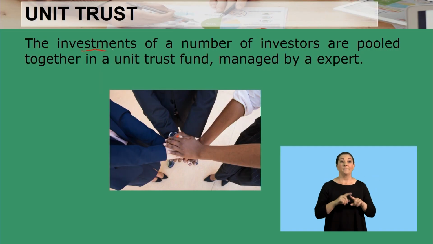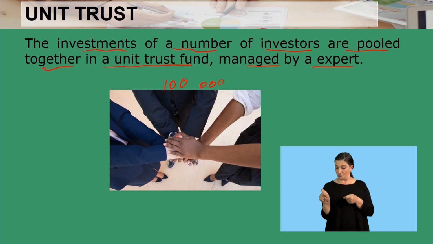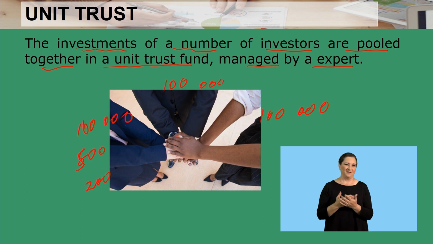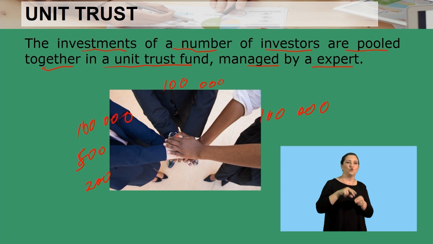Now, the investments of a number of investors are pooled together into a unit trust fund, and they are managed by an expert. So this is to say money from different investors is pooled together to ensure now that they have what we call a unit trust fund. So maybe 100,000 from this investor, another 100,000 from this investor, and another 100,000 from this investor. Normally it can be 500, it can even be way lesser, maybe 200, it depends. So they are pooled together to be in a unit trust fund, and they are managed by an expert.